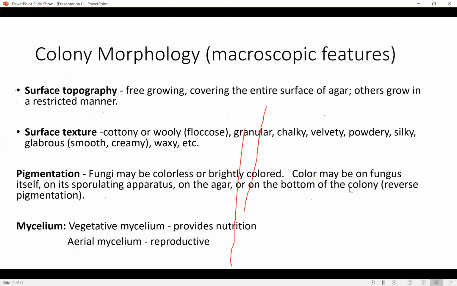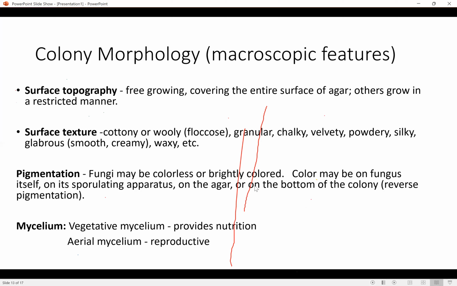Now, when you culture your fungi, you want to observe the morphology of the fungi as a means of presumptive identification. So you take your plates, you observe your plates. First, you observe the surface topography, whether it is a free-growing fungi, whether it's covering the entire surface of the agar, or it is restricted to a particular angle on the growth medium. You look at the surface texture. Is it a cottony or a woody fungi grain? Is it granular, chalky, velvety, powdery, silky? I have some images to show you about this.